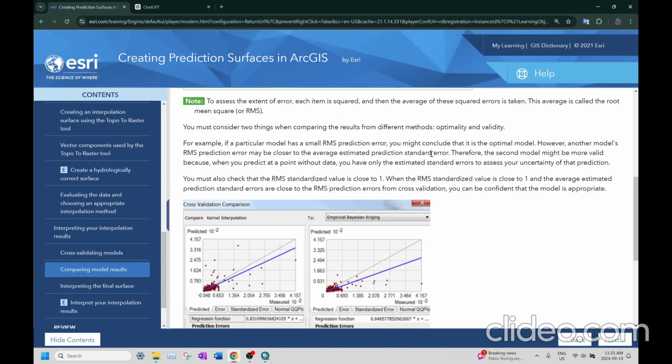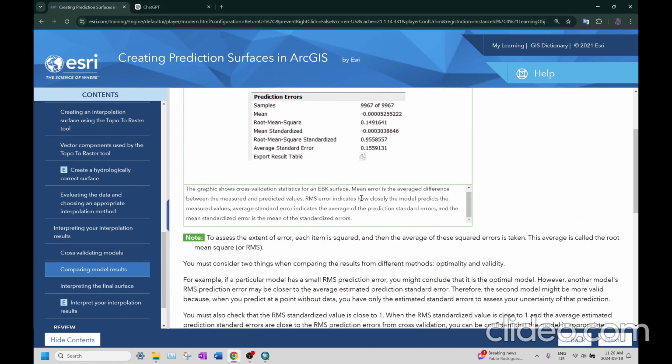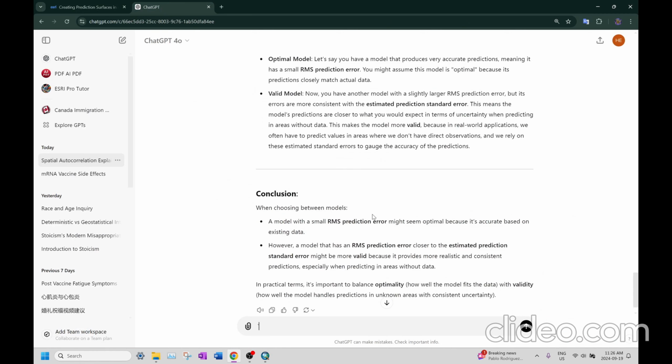Remember, we have to consider the optimality and validity. Each error is squared and then rooted, so it's called RMS. The model with a small RMS prediction error seems optimal because it's accurate based on existing data. But a model that has an RMS error close to the estimated prediction standard error may be more valid because it provides more realistic and consistent predictions, especially when predicting where there is no data.